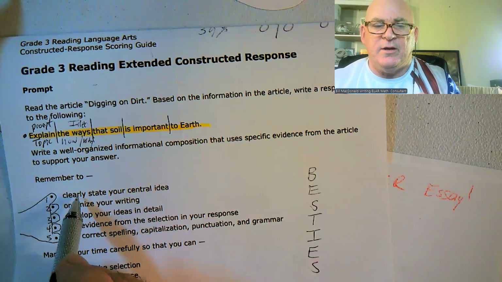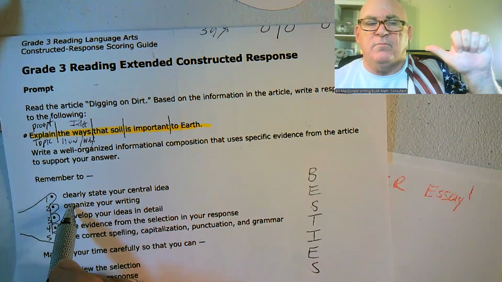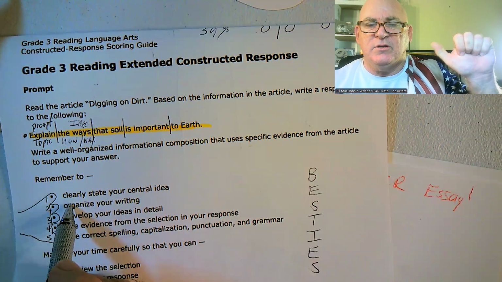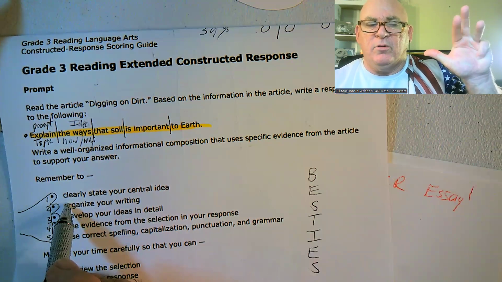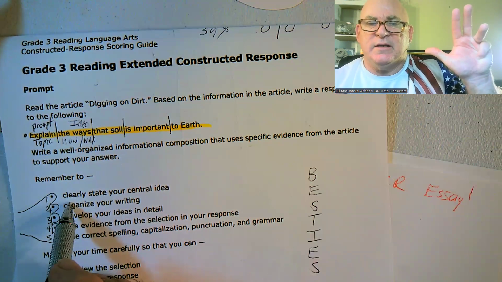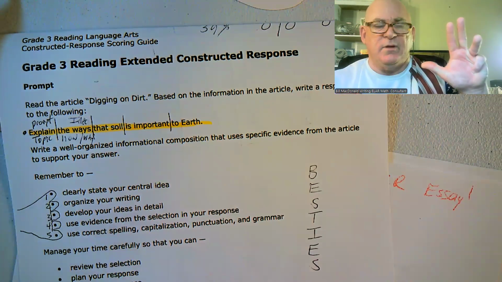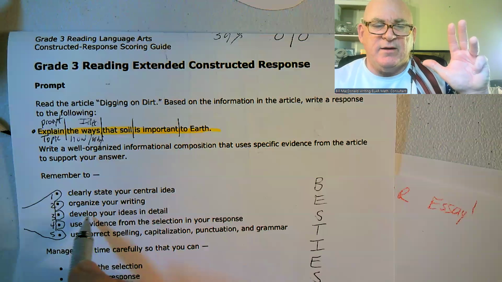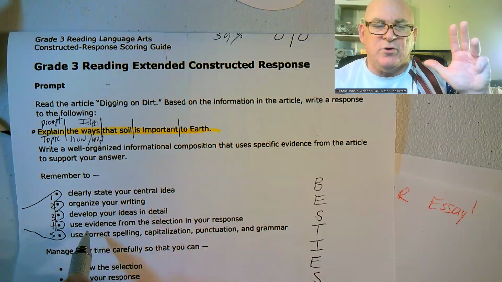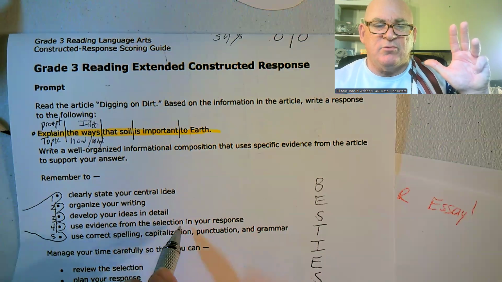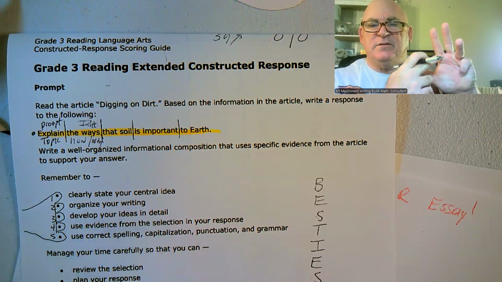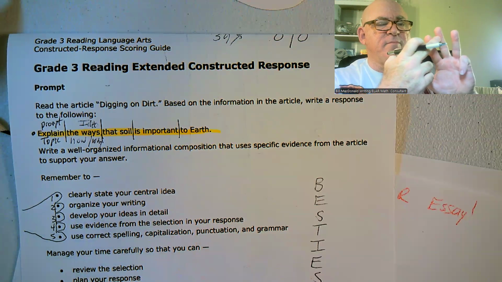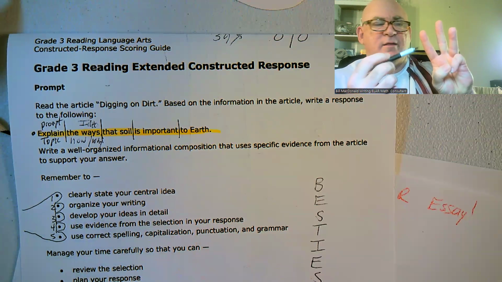Organize your writing. How do you get it? Make sure that you have an introduction that more than likely will hopefully have your idea, a body with 1 or 2 or 3 examples of evidence that you'll explain. And the reason you need to explain is because it says develop your ideas in detail, making sure to use evidence from the selection in your response. So the evidence from the text, that's what's already there.